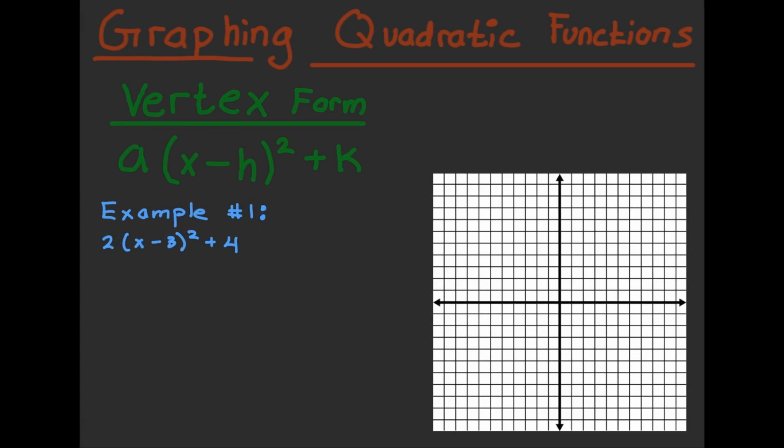The equation in this example is 2 in parentheses x minus 3 squared plus 4. The a value is 2. And in the parentheses is x minus 3. To find our h value, we are simply going to do x minus 3 equals 0, and so the h value is 3. Now, we know that our k value is 4, so our vertex would be 3, 4.